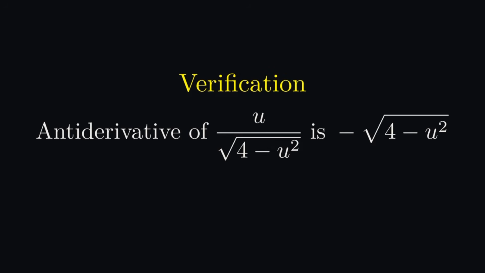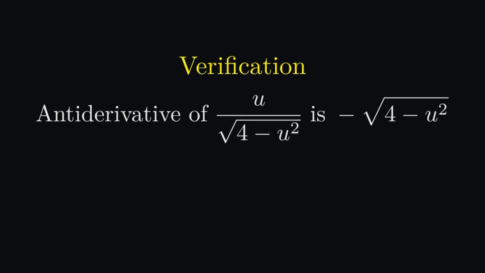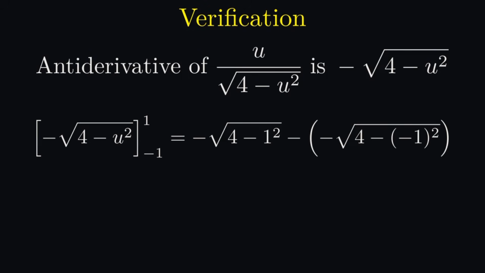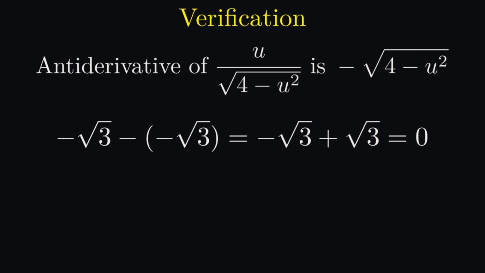Let's quickly verify this result by performing the integration explicitly. To verify, we find the antiderivative of u over the square root of 4 minus u squared. This antiderivative is negative the square root of 4 minus u squared. Now we evaluate this antiderivative at our limits, from negative 1 to 1. This is negative square root of 4 minus 1 squared, minus negative square root of 4 minus negative 1 squared. This simplifies to negative the square root of 3, minus negative the square root of 3, which equals 0. Our verification confirms the result. The value of the definite integral is 0.